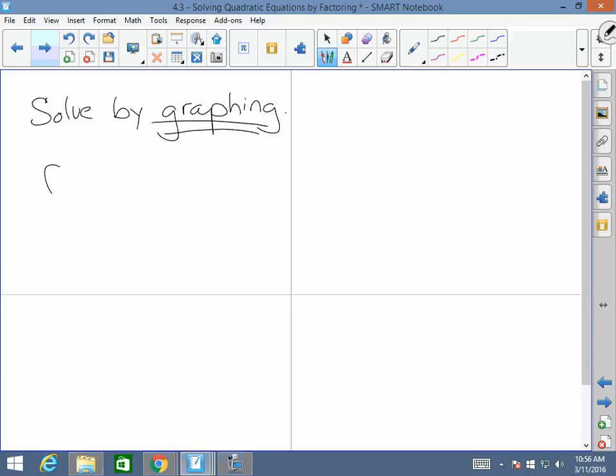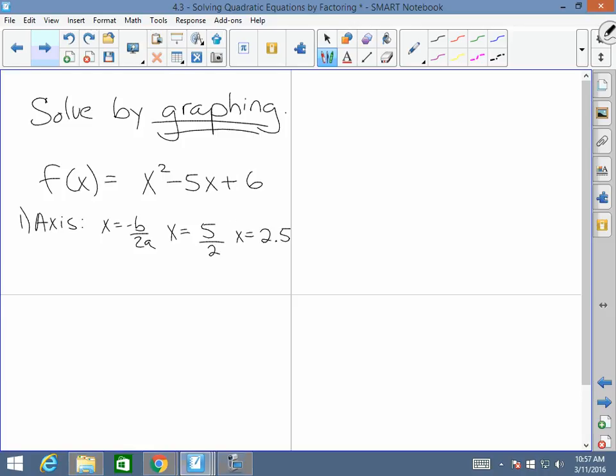So let's say I tell you that f of x equals x squared minus 5x plus 6. Let's do something nice and easy enough. First thing we're going to do, axis of symmetry. Axis of symmetry is x equals negative b over 2a. So x equals 5 over 2, so x equals 2.5. Remember, life isn't always a beautiful whole number.